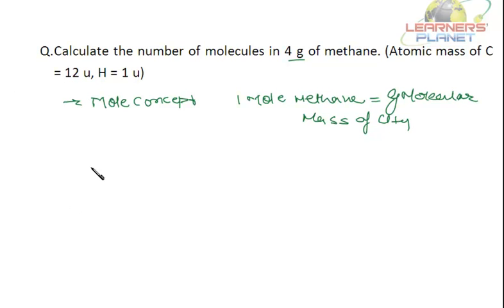Now let's calculate the gram molecular mass of 1 mole of methane. So carbon, what is the mass? It's 12, the gram atomic mass. And hydrogen, the gram atomic mass is 1, and how many atoms of hydrogen are there? 4. So what will be the gram molecular mass of methane? It would be 12 plus 4, it comes out to be 16 grams.